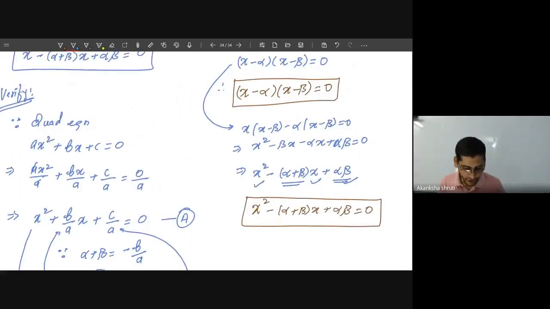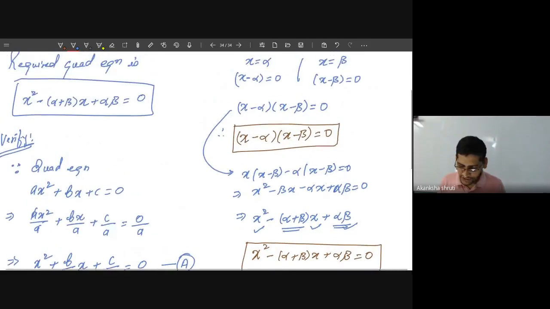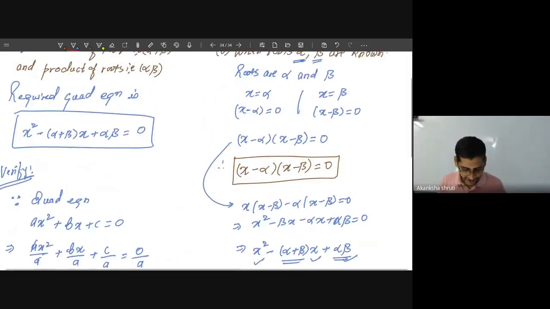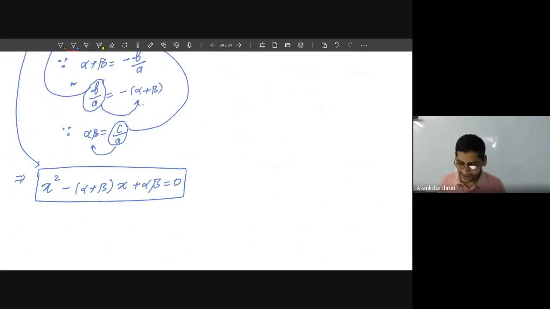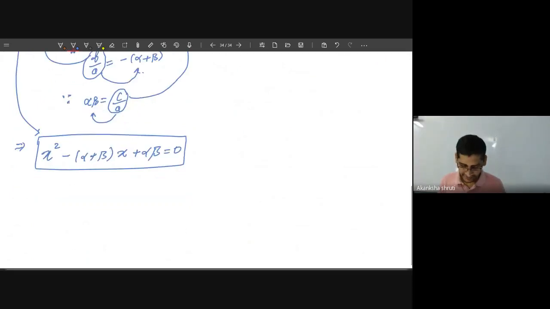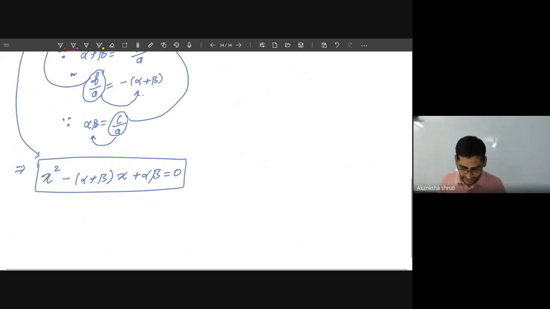Why have I explained all these things? In some of the books, this method may be followed, so you do not get confused. All the things are the same. Okay, student?